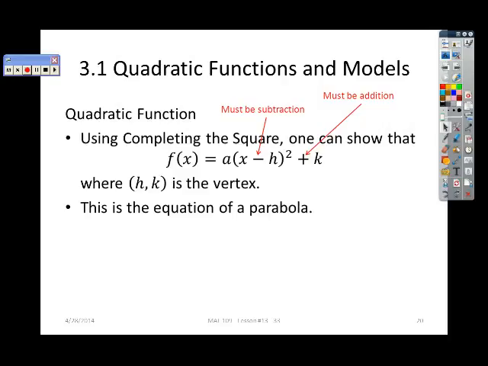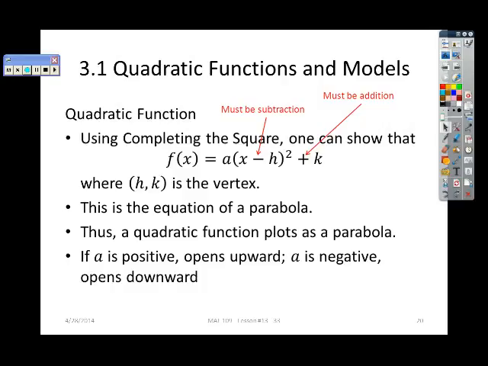So that's a parabola. If you're given an equation in this form, you can read off the vertex and the opening direction. If you're given a vertex and a multiplier a, you can write the equation. So there are advantages to having this. Quadratic function plots as a parabola, always.